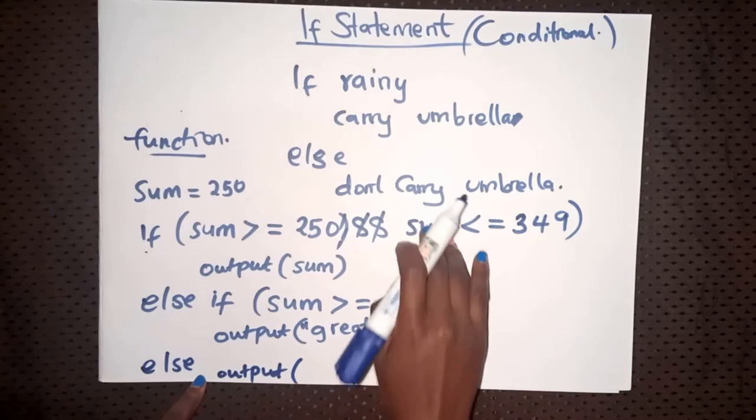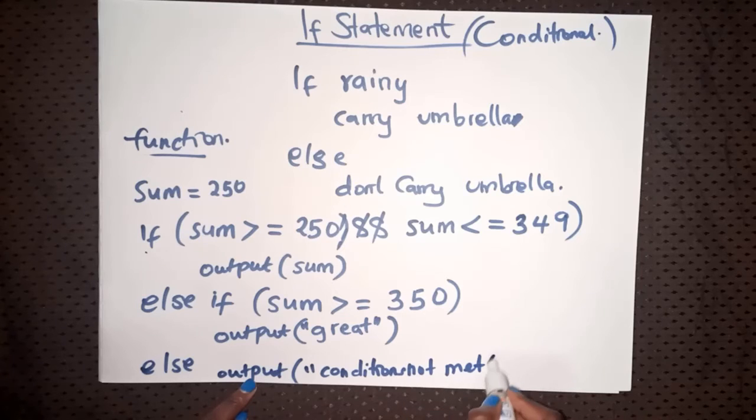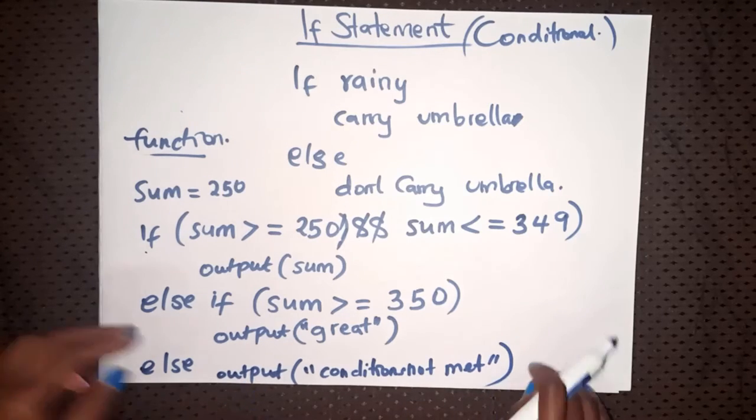Now, if it does not satisfy any of the conditions, what do we want it to do? We want it to output conditions not met. Okay, so this is it.